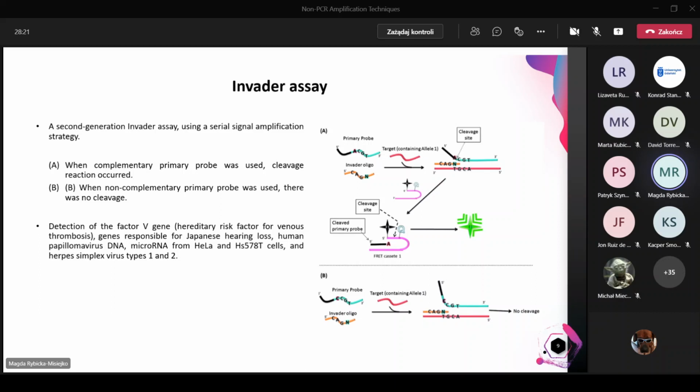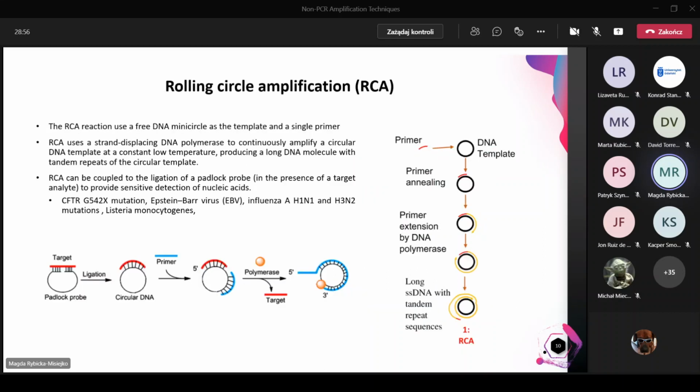The first cleavage reaction is similar to the original invader assay strategy. However, after the first cleavage step, the flap sequence, once released, acts as an invader oligonucleotide and anneals to another thread cassette, which can be cleaved by flap endonuclease. The invader assay has been used to detect the factor V gene, for example, or genes responsible for hearing loss, or for detection of human papilloma virus.